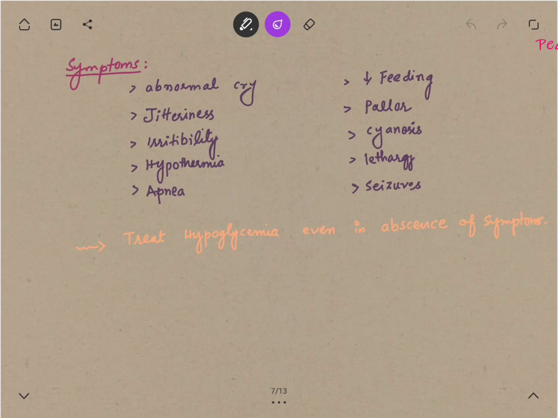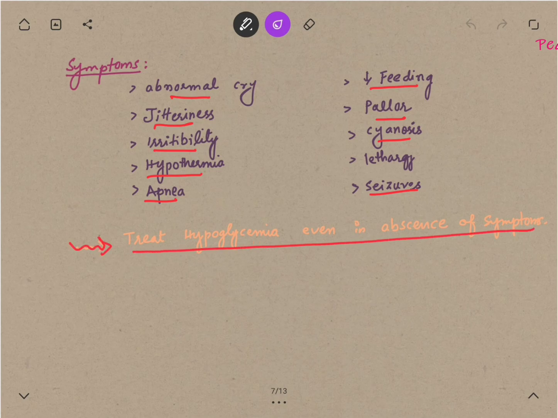So, what are the symptoms of a baby with hypoglycemia? The child can be asymptomatic. However, there can be symptoms such as abnormal cry, decreased feeding, lethargy, jitteriness, irritability, hypothermia, apnea, pallor, cyanosis, seizures. The important concept to remember is to treat hypoglycemia even in the absence of symptoms. This is very important because hypoglycemia in the neonatal age has neurodevelopmental outcomes if not treated.